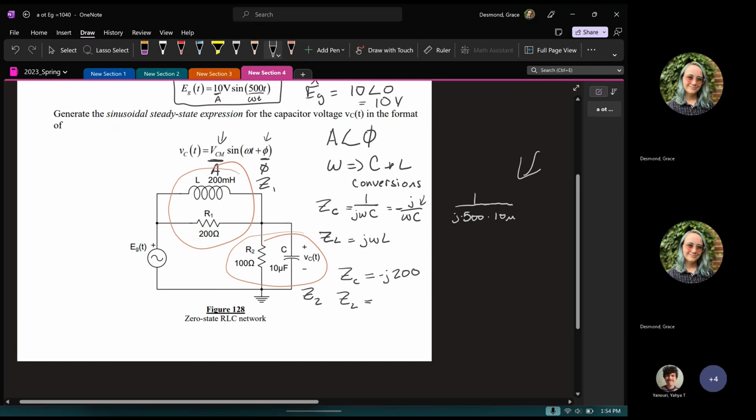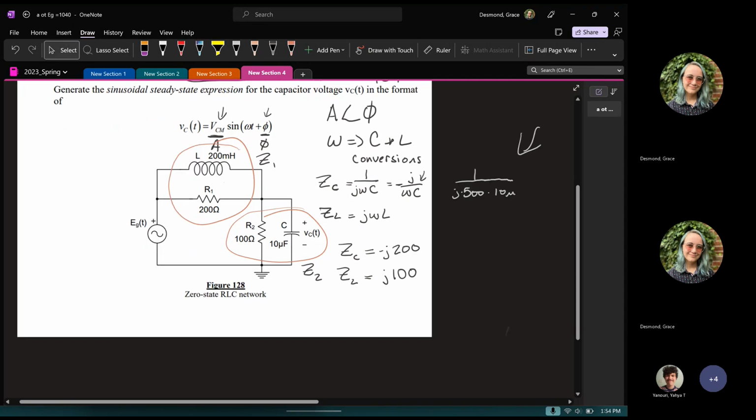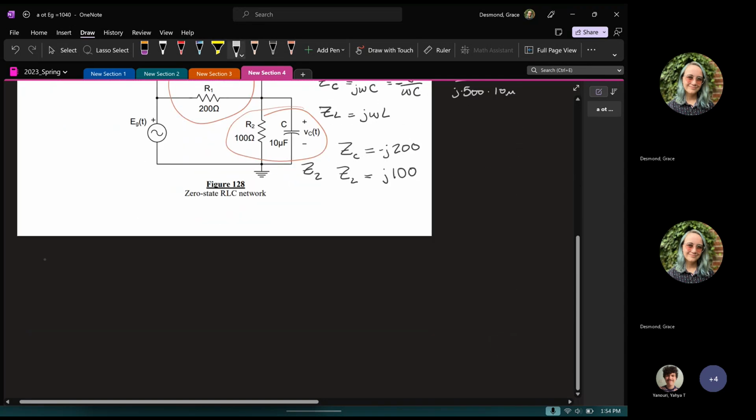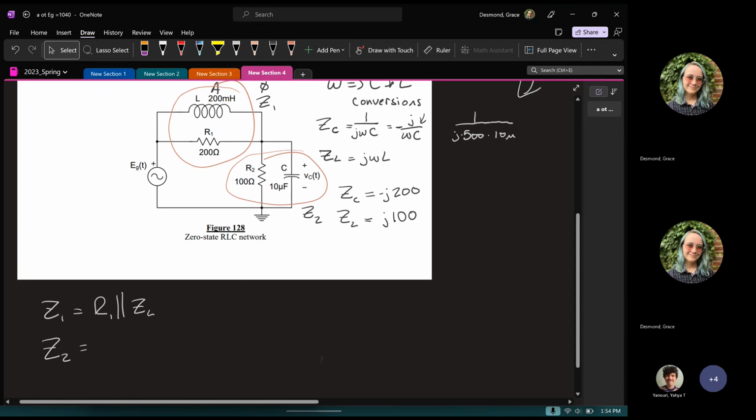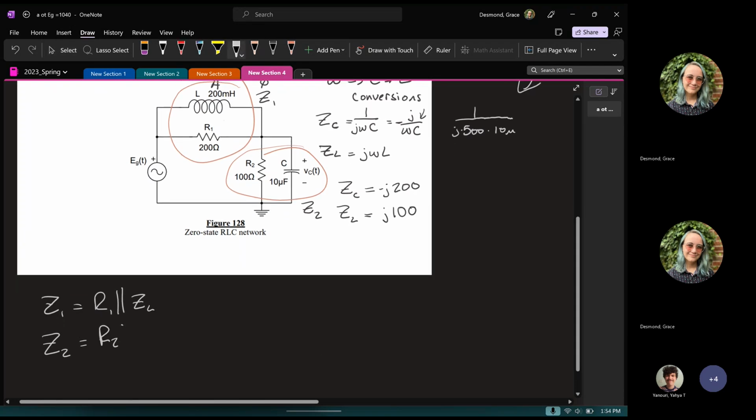So then what's our ZL going to be? j100. All right, so now our Z1 is equal to R1 in parallel with CL. R2 in parallel with. CL is omega L, right? Yeah, never mind.